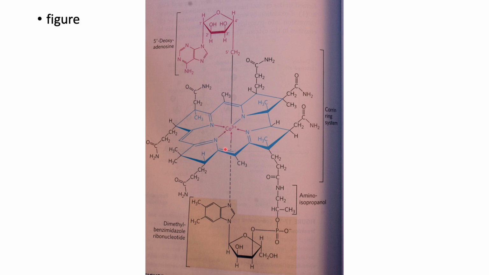And below that, you've got an aminopropanol side chain hanging off of this ring here, and a dimethylbenzimidazole ribonucleotide here. So this is a corrin ring right here. The corrin ring system is this part of it, and there's an amino isopropanol at this point here.